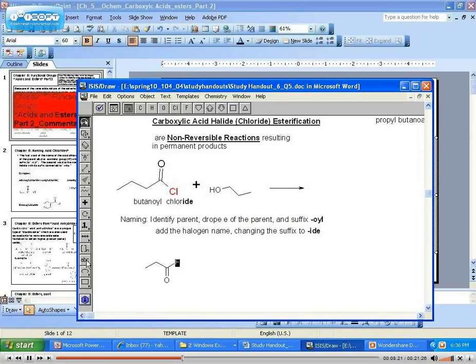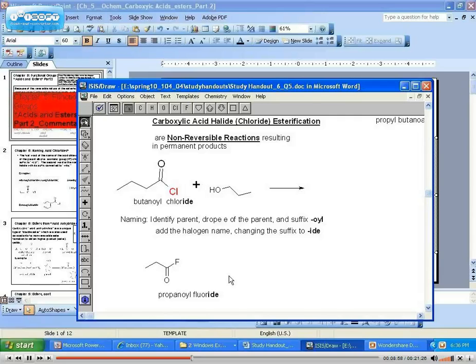So now the name is going to be, let's see, we start at carbon 1. Here's carbon 1, then carbon 2, carbon 3. So instead of propanoic acid, it would be propanoyl fluoride. Notice how I changed the suffix of "ic" as well and added "ide".